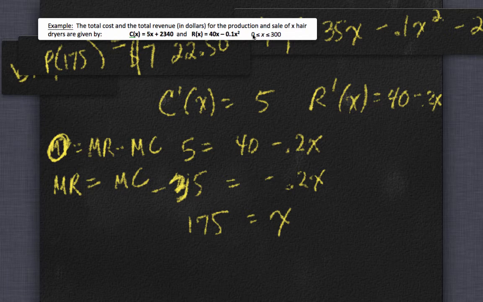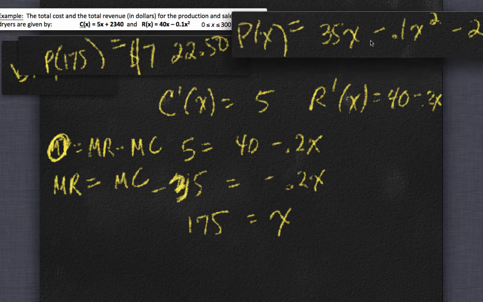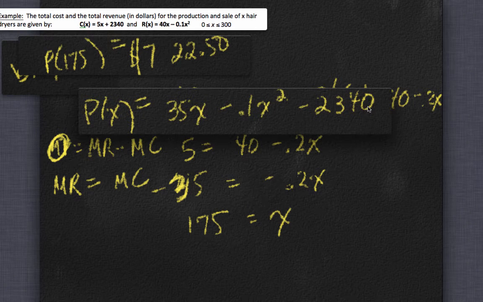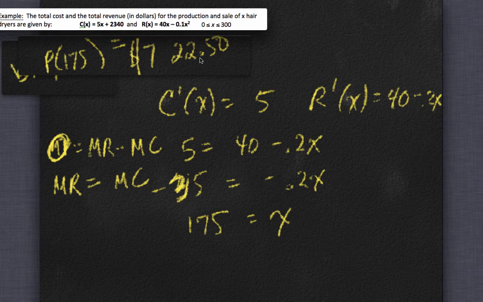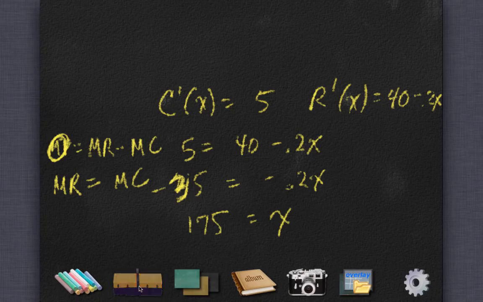And we should have plugged in 300 and 0, so I welcome you to do that. At 0, our profit would have been negative 23.40. Go ahead and plug in 300. You will get something less than this $722. But you should technically do that.